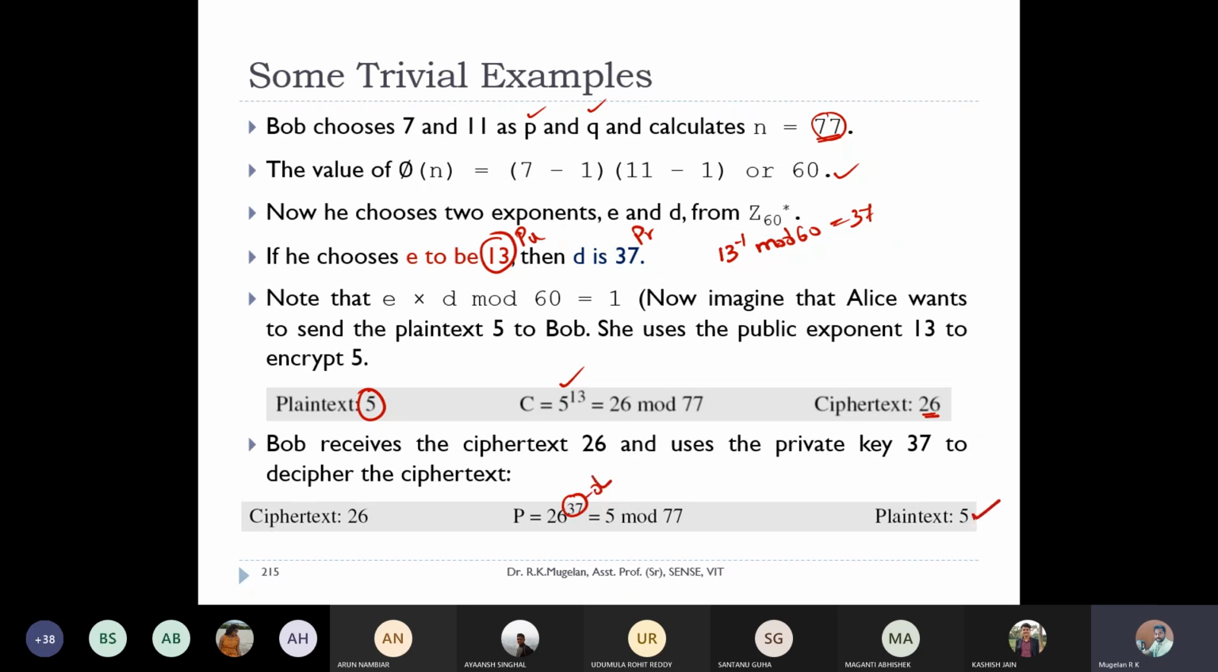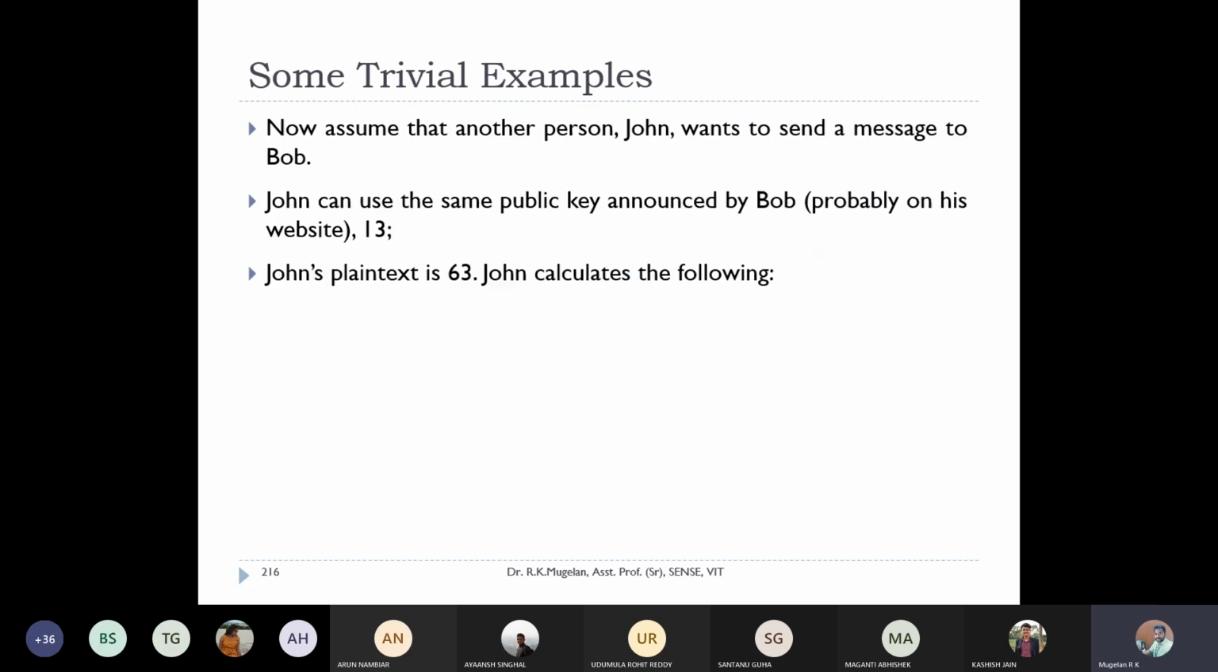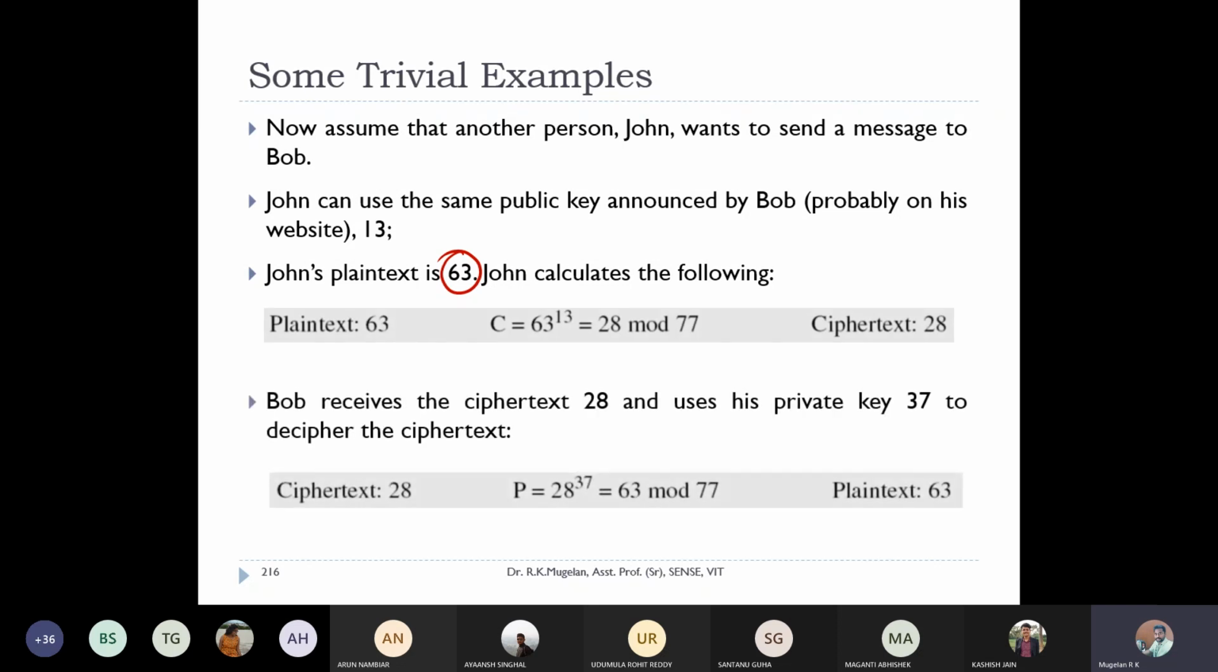Suppose you want to send another message, there is no need to change the keys, as Kashi asked, sir, whether the keys have to be changed or not. No need to change the key. You can use the same public key and private key. Suppose John is going to transmit a plain text 63, he'll get a different ciphertext. So no need to change the key, but if you need, you can change it, but you have to announce to the public that the old key is expired and this key is a new one. That is for the public key.